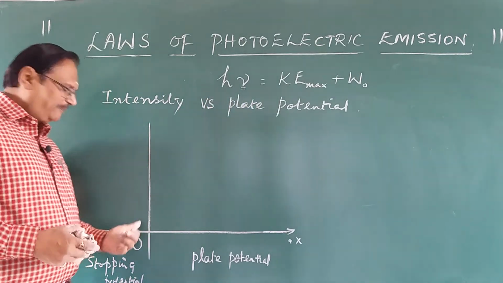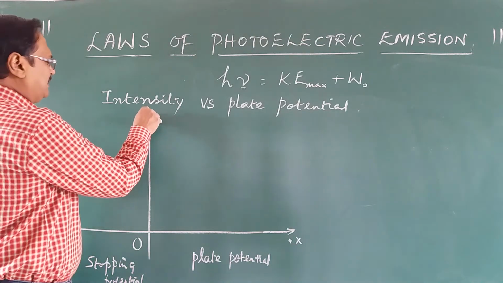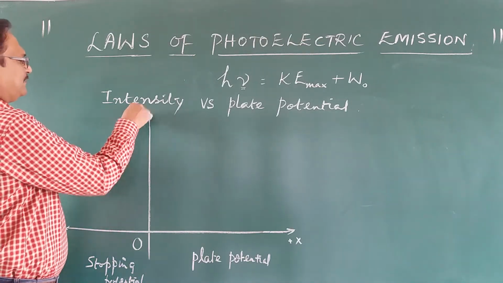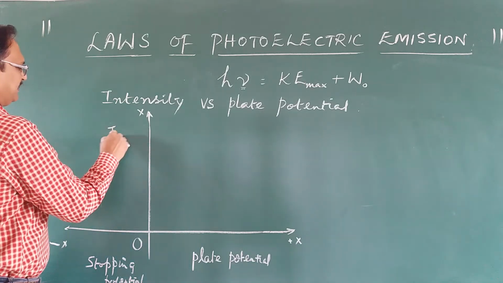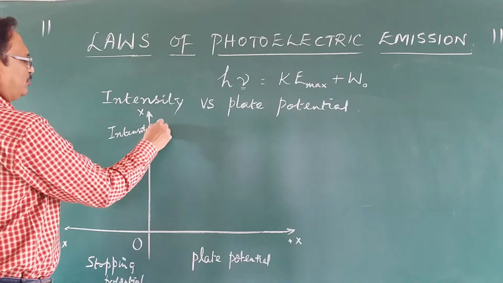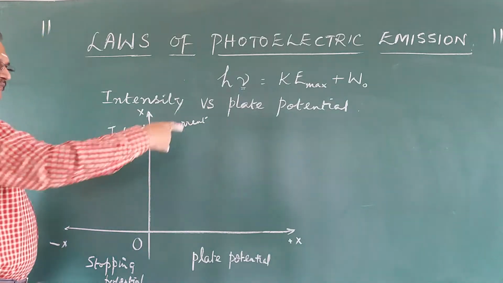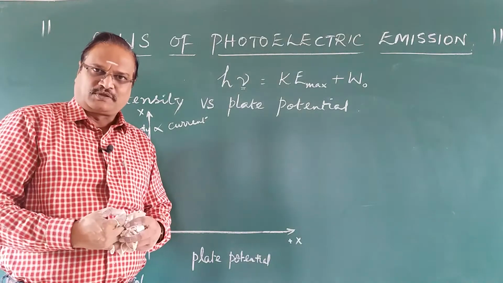It also depends on the emitter. And in the y-axis, I am going to take intensity. You know, intensity is directly proportional to photoelectric current, so both of them represent the same thing here.